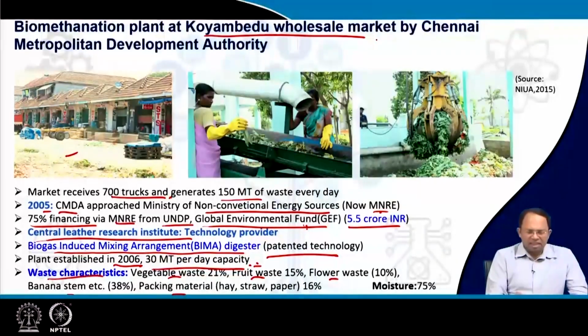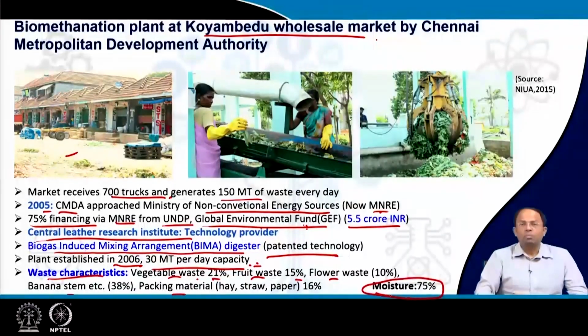The waste characteristics, as you can see, are mostly vegetable waste 21%, fruit waste 15%, and so on. So this kind of waste is being taken. The overall moisture content of the waste was 75%, right? So that's actually good, because biomethanation requires the waste to have adequate moisture content.